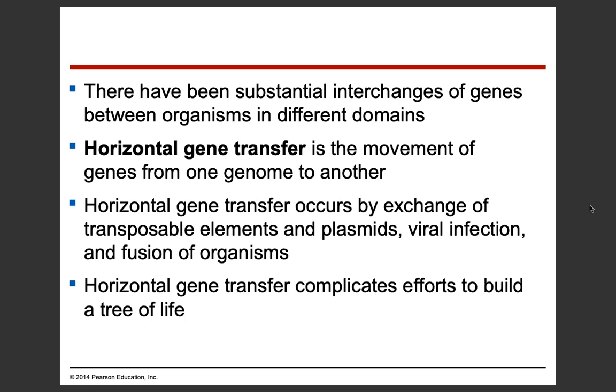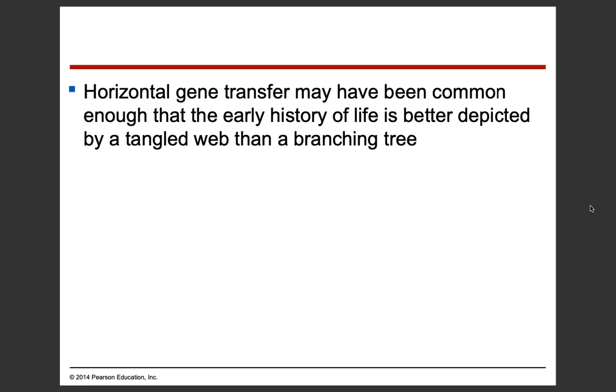So horizontal gene transfer complicates the efforts to build this tree of life because we're assuming vertical descent with modification. We're assuming descent is how we're getting change. But we're also getting change from horizontal gene transfer, which really mucks up the whole situation. It's a little complicated when you add that in, and it's actually going to change the overall picture, which we'll look at in just a second.